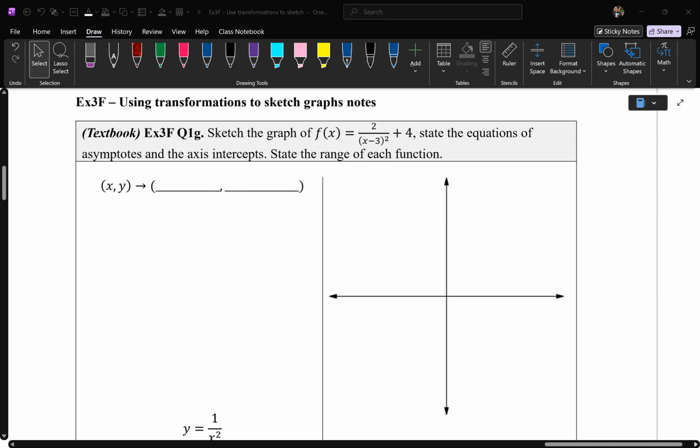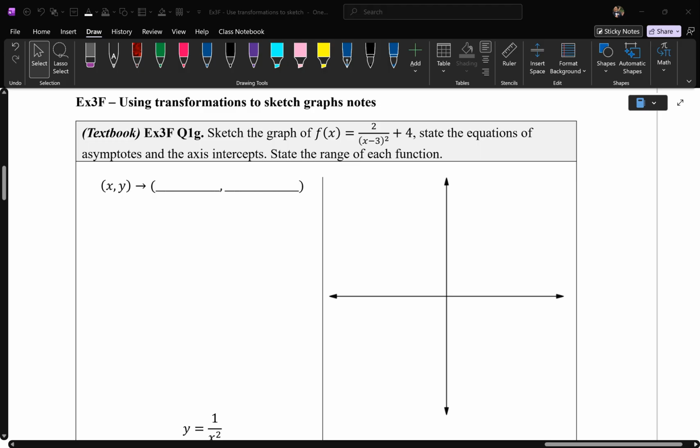All right, so now, assuming... now we can't make all these assumptions, but if you're getting onto 3F, it means that you've learned how to move backwards and forwards with transformations. Now it's applying. So they want you to sketch the graph of f(x) = 2/(x - 3)^2 + 4. State the equations of asymptotes and axis-intercepts. So this is just straight to the point. I want you to sketch that.